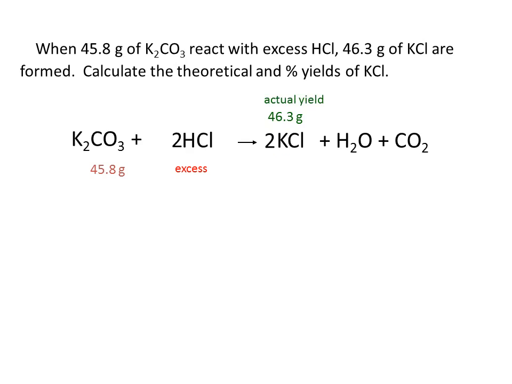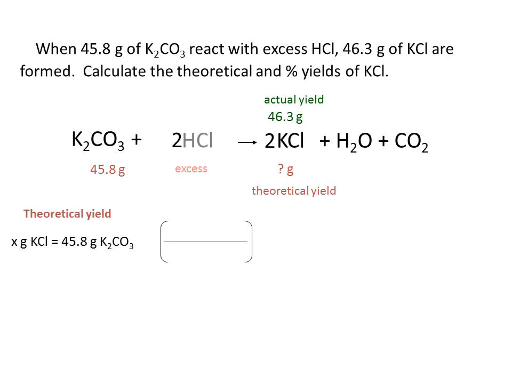So what we need to do next is calculate how much we would have expected to get for this problem. That is figuring out how many grams of potassium chloride we would expect if we start with 45.8 grams of potassium carbonate. This is called the theoretical yield. It's a regular stoichiometry problem that we've done many times before. So we'll set it up. What are we looking for? X grams of KCl equal to 45.8 grams of potassium carbonate, what we're given.